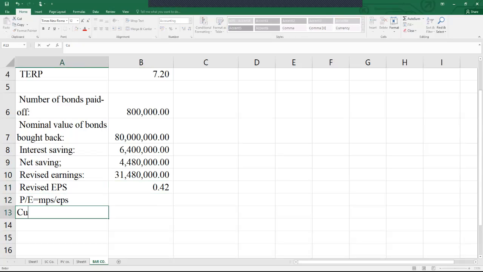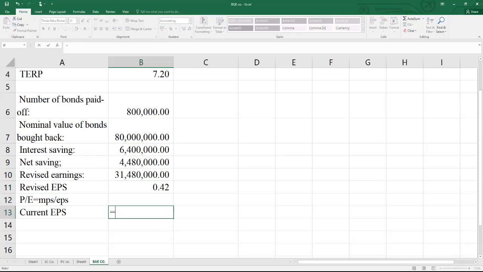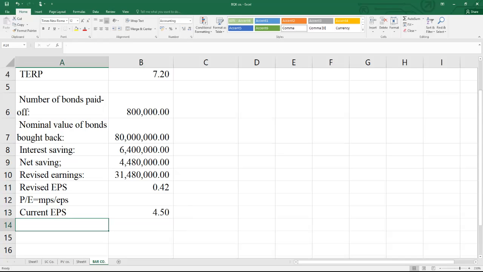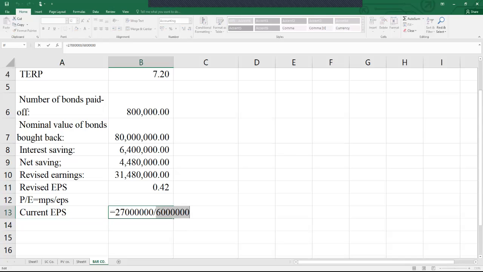The current earnings per share, not the revised, is equal to: the company currently has earnings worth 27 million. You divide by the number of shares currently, 60 million. Oh no, I've made a mistake somewhere. This is 6 million, so let me add a 0. Yes, therefore the company's current earnings is equal to 45 cents earnings per share, which is equal to 27 million divided by 60 million.